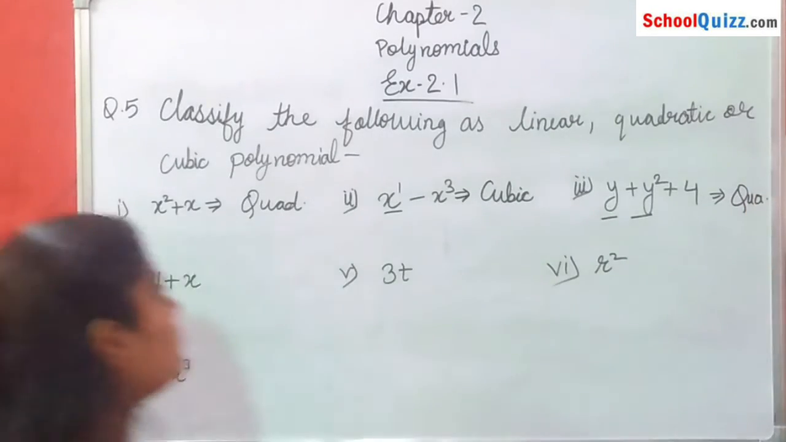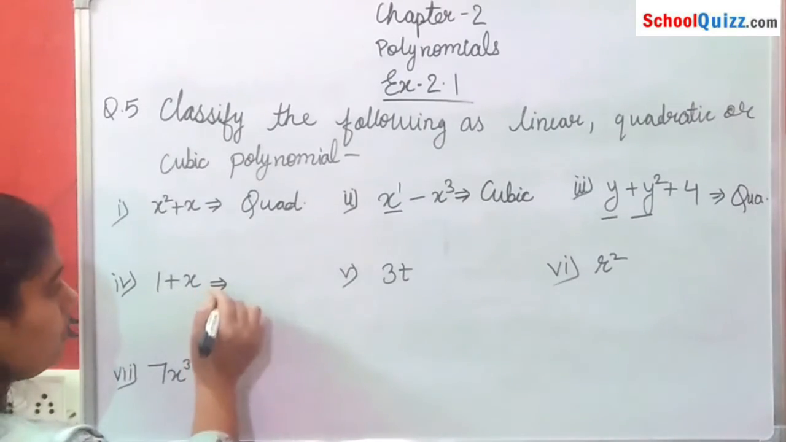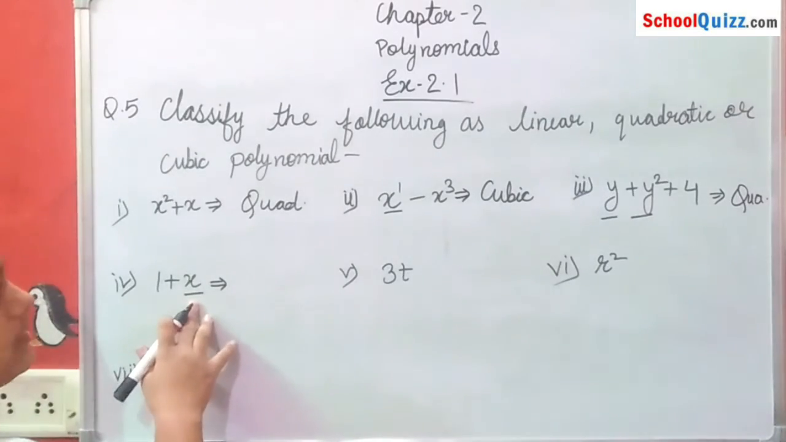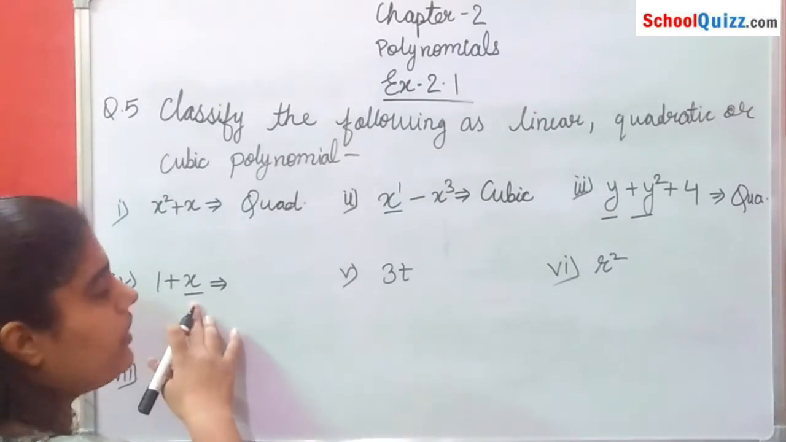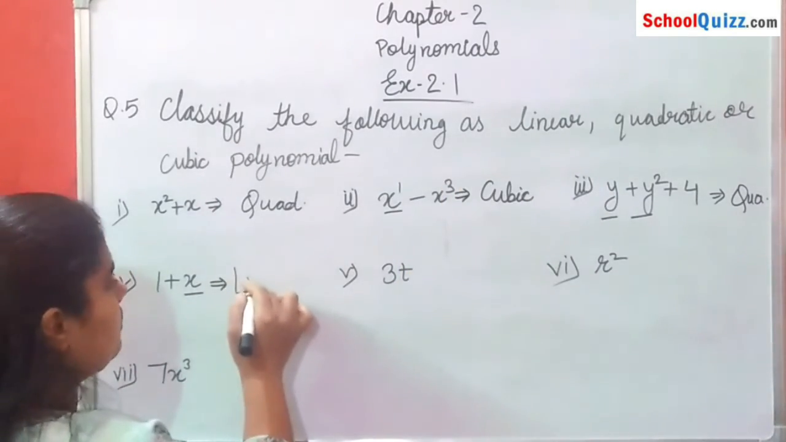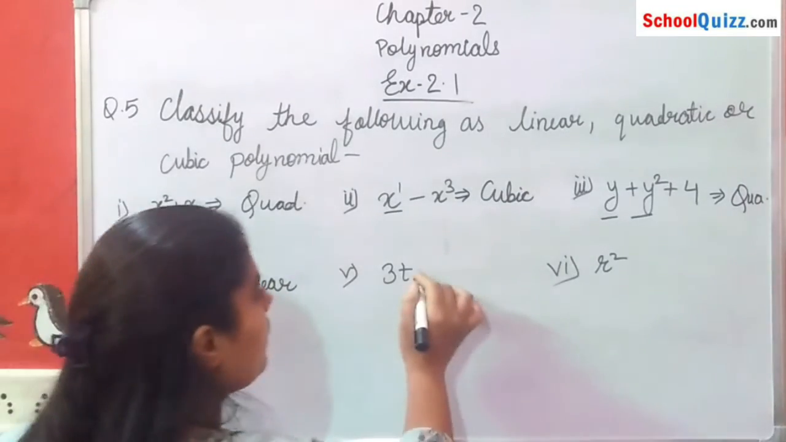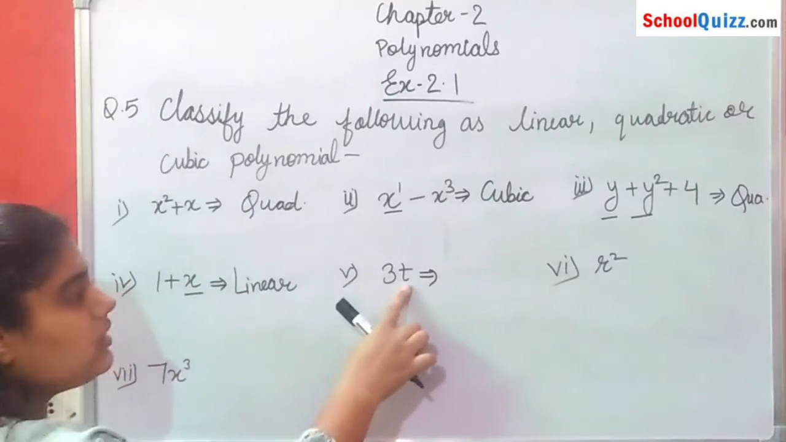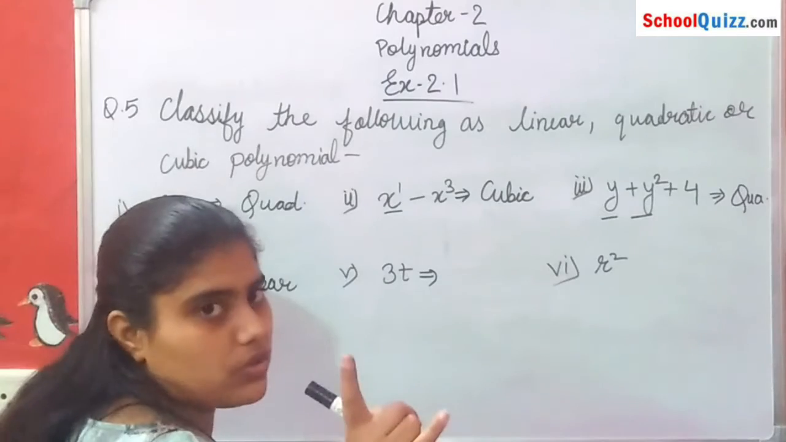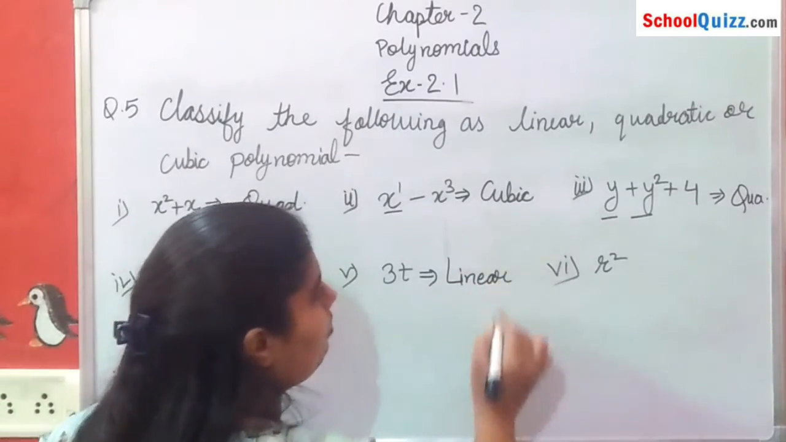Now, in the fourth question, 1 plus x. Only one variable is there with the power 1. So what will its degree be? 1. The degree will be 1. So which type of polynomial is it? This one is a linear polynomial. Of which type is it? Linear, because what is the degree we have? Just only 1. Similarly in the next question, only t is there. Now what is the power of t here? 1. So the degree is also 1. So this is also a linear polynomial.